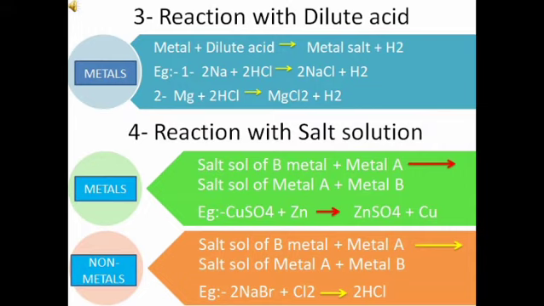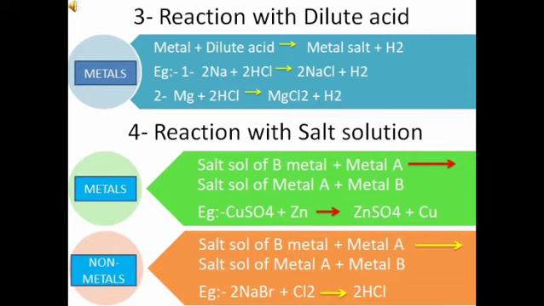Third, reaction with the dilute acid. Metal reacts with dilute acid to form metal salt and hydrogen. For example, sodium plus HCl gives NaCl plus hydrogen. Aluminium first reacts slowly with dilute HCl due to the presence of a tough protective layer of aluminium oxide on its surface. But when the thin outer oxide layer gets dissolved in acid, then fresh aluminium metal is exposed, which reacts rapidly with dilute HCl, that is aluminium plus HCl gives aluminium chloride plus hydrogen.